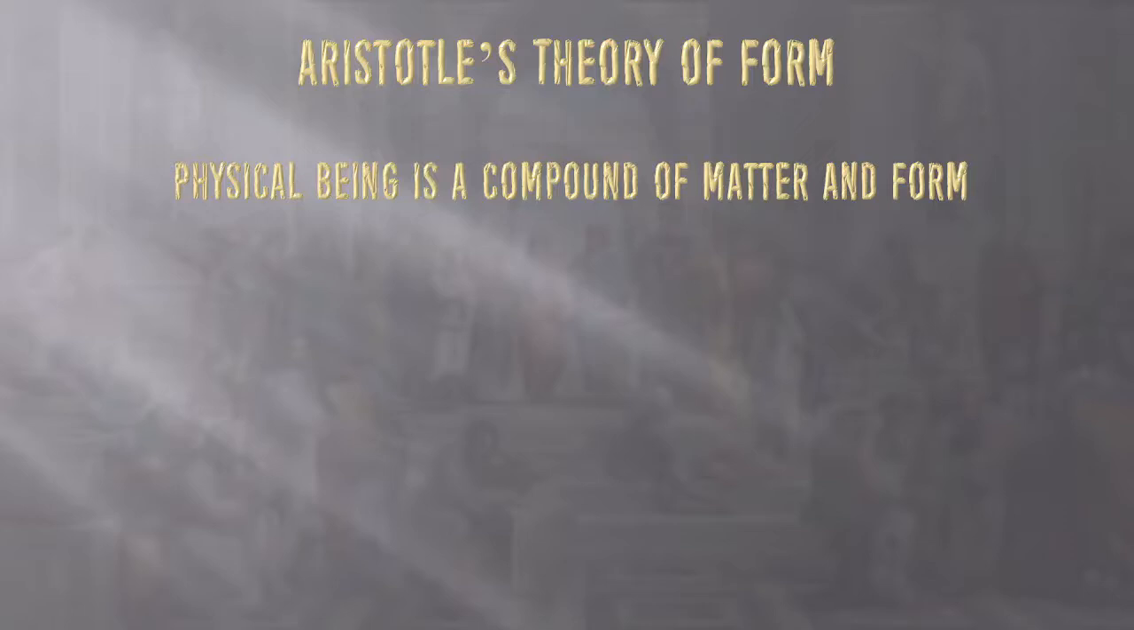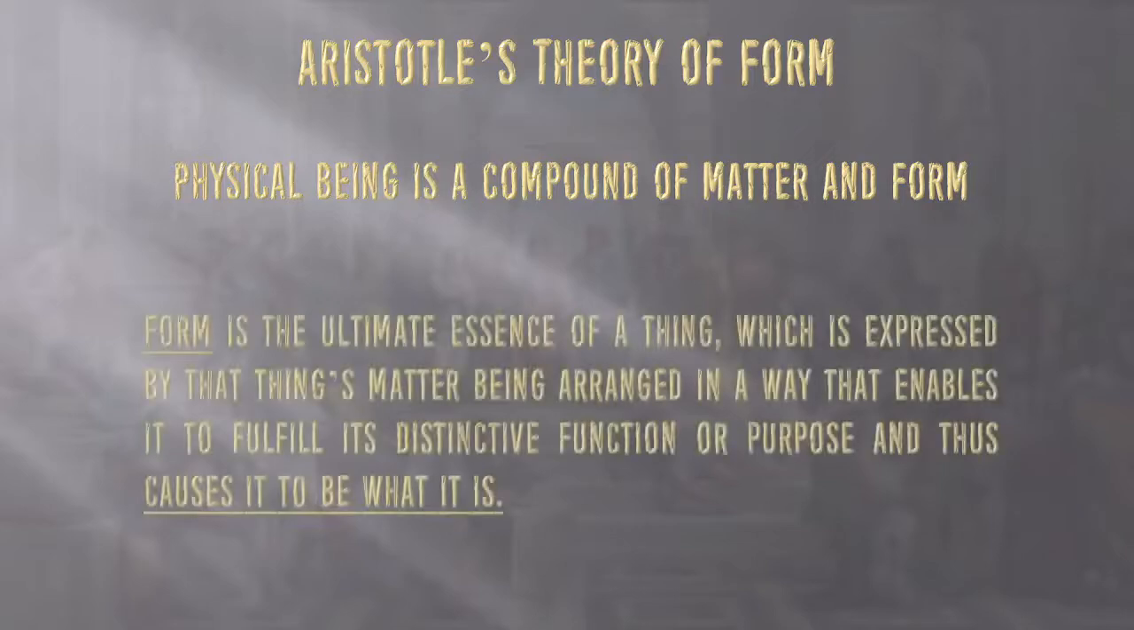Because he denied that form was an abstract entity existing outside of space and outside of time that nonetheless causes things to be what they are. For Aristotle, form must remain this worldly. So, okay, if it's neither material nor totally ideal, then what exactly is the nature of form for Aristotle? Here's the definition of Aristotelian form that you'll need to know. Form is the ultimate essence of a thing, which is expressed by that thing's matter being arranged in a way that enables it to fulfill its distinctive function or purpose, and thus causes it to be the sort of thing that it is. So that's a complex definition, so let's break it down.